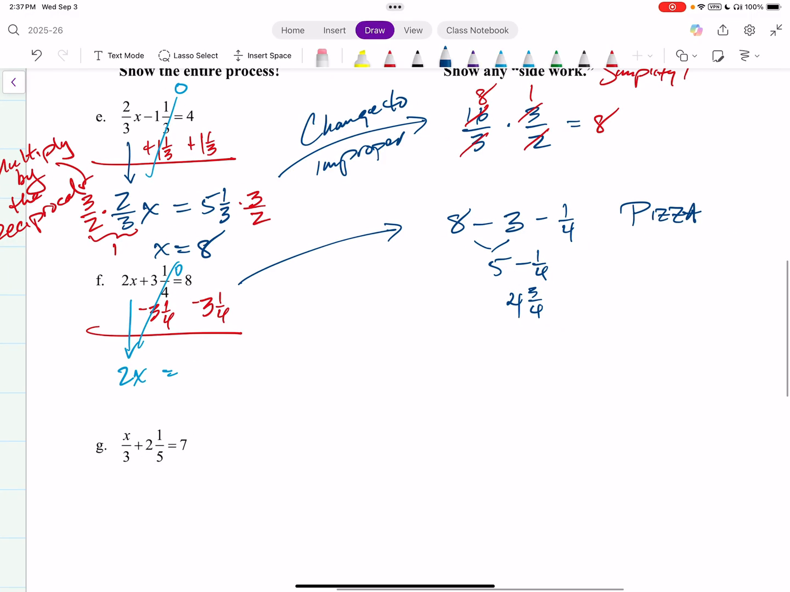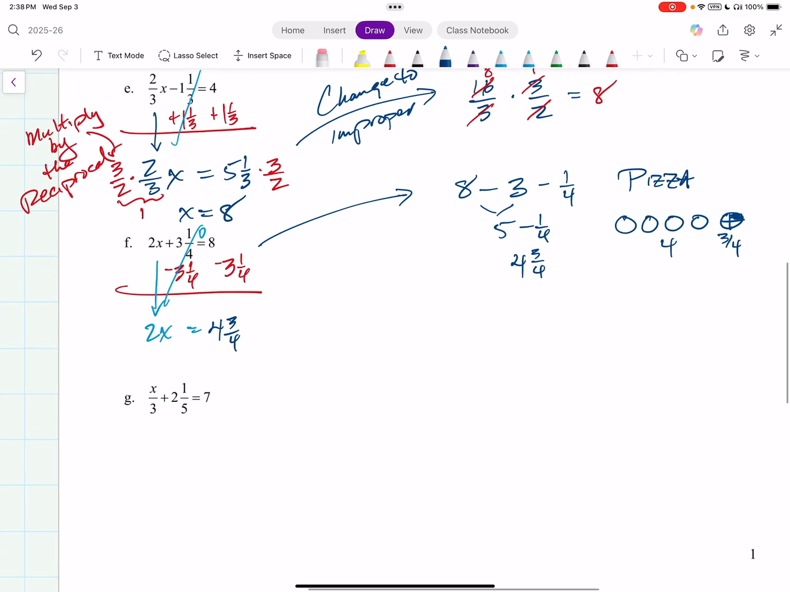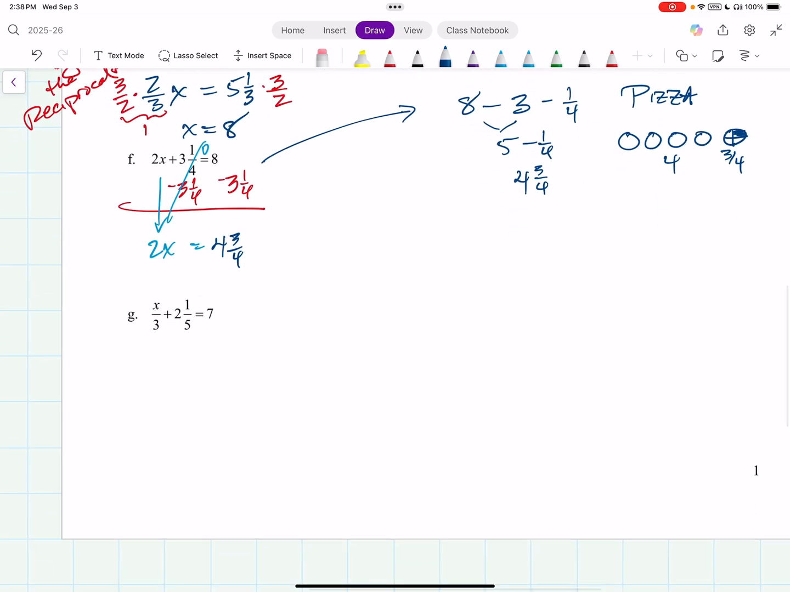If you want to draw it as a picture, 5 pizzas. 1, 2, 3, 4, 5. Divide one of the pizzas into 4 parts. Eat one. And notice that we have 4 and 3/4 remaining. That's the thought process. So 4 and 3/4. That's step 1. Now, step 2, you got to solve for x, and you do the inverse.